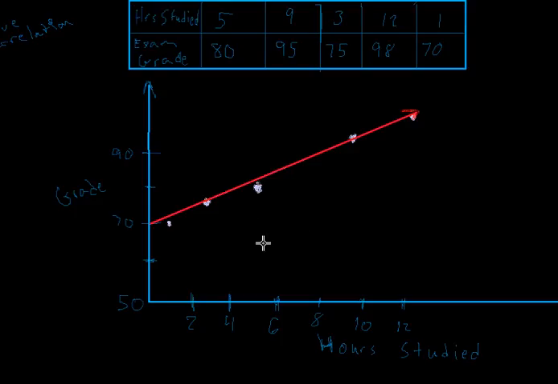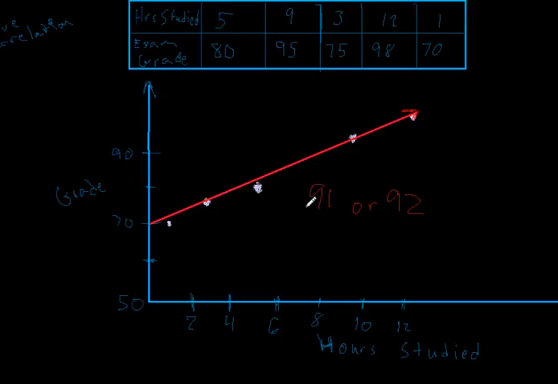A student who studies for 8 hours per week should probably earn a 91 or a 92. And this is just a guess or a prediction based on this scatter plot here.